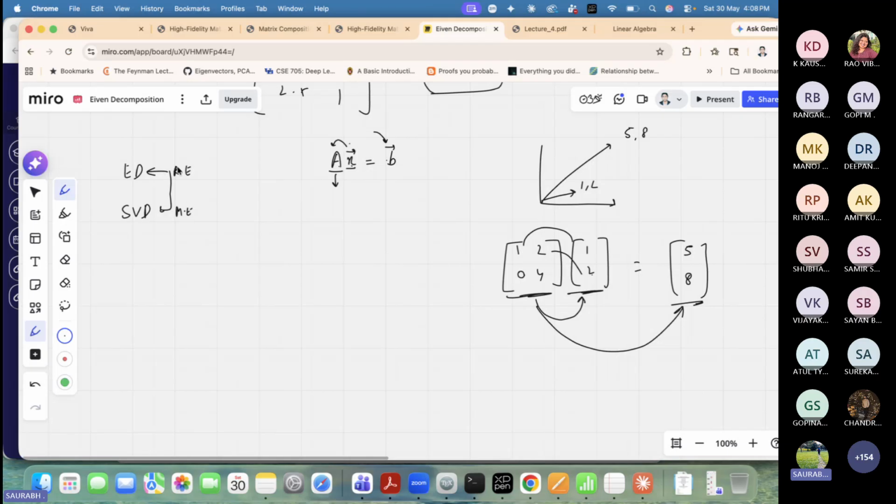Maybe, I don't know which one would be what, but there are chances that you would get one question from eigen decomposition in your exam, and if you are being asked eigen decomposition, you will not have singular value decomposition, obviously. So these two topics are very important.